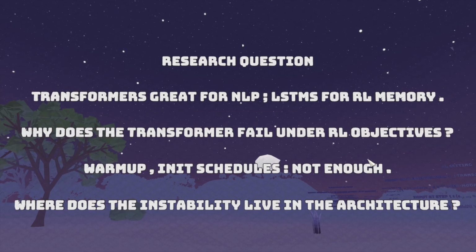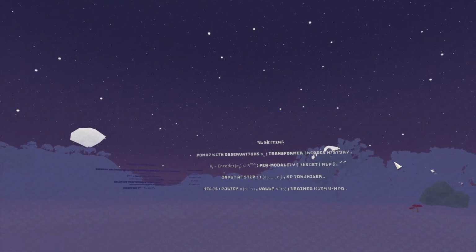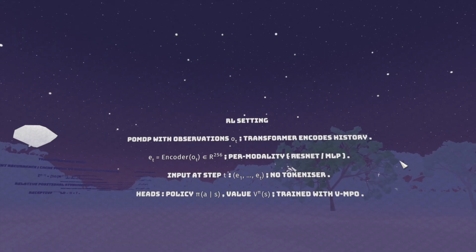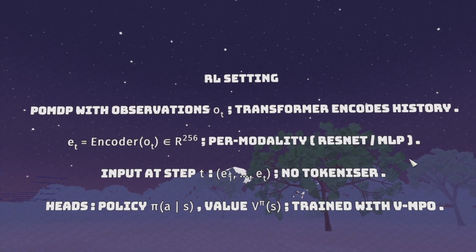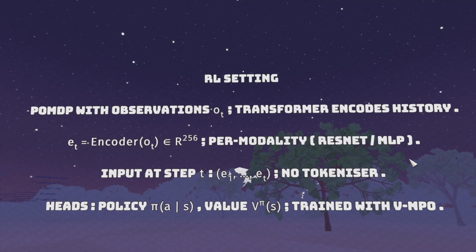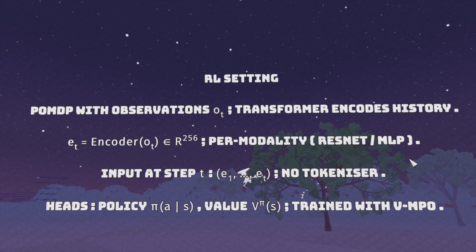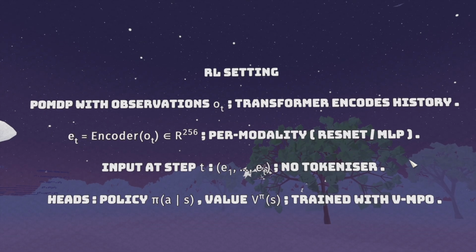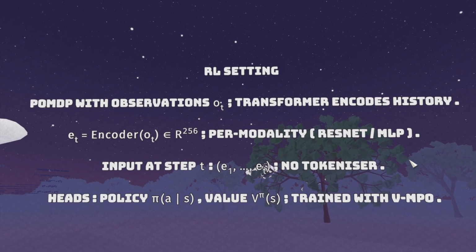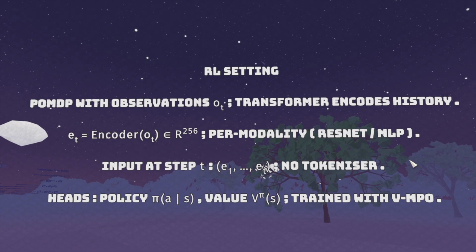which is the setting we operate in as a partially observable Markov decision process, where observations are o_t rather than full states, and the transformer has to encode the history of observations into a representation that the policy and value heads can effectively consume. At each time step, there are observations, which can be an RGB image on DMLab or a vector for the numpad environment that they created.